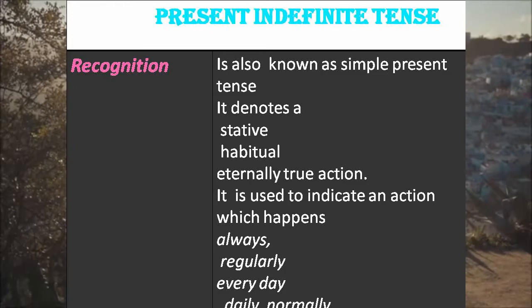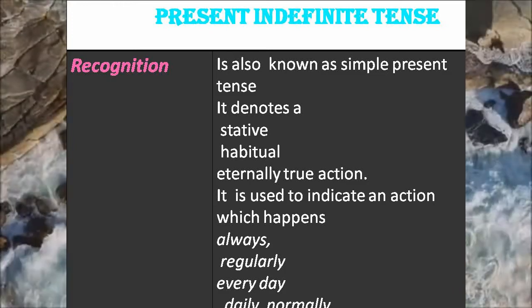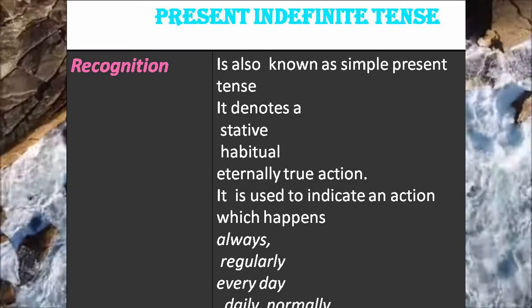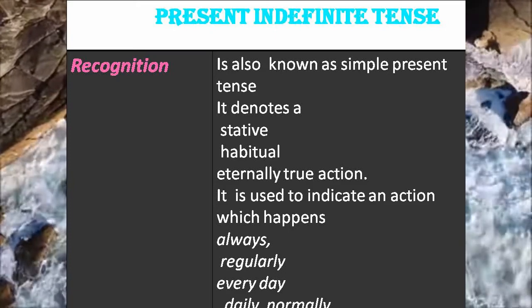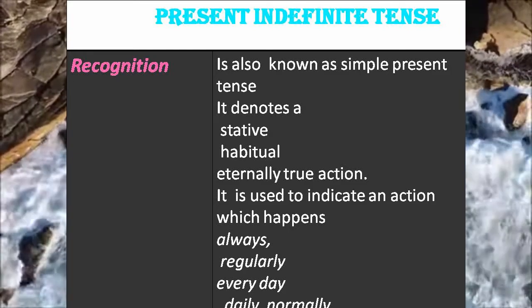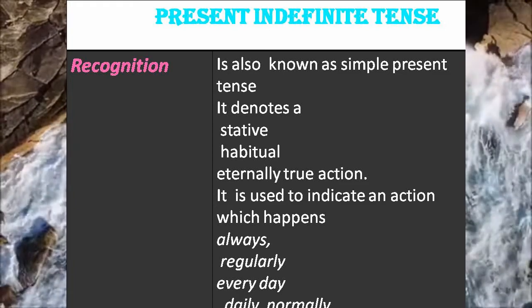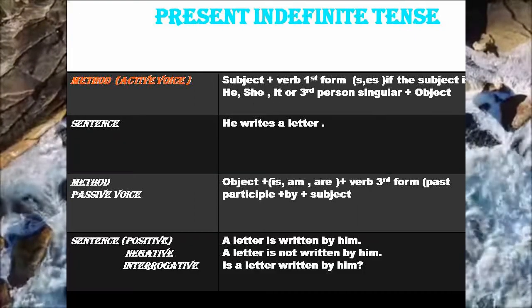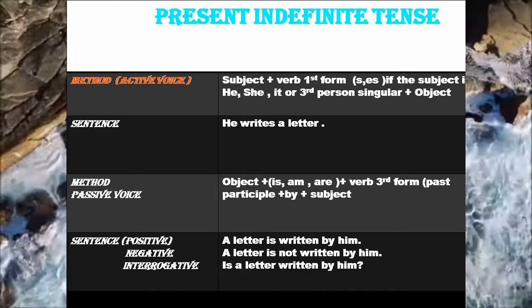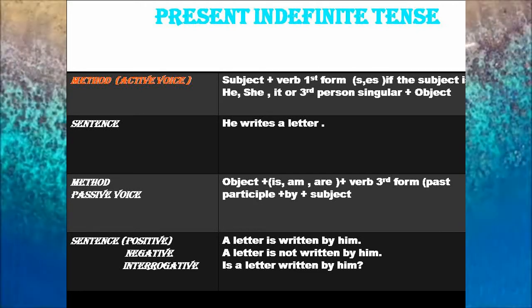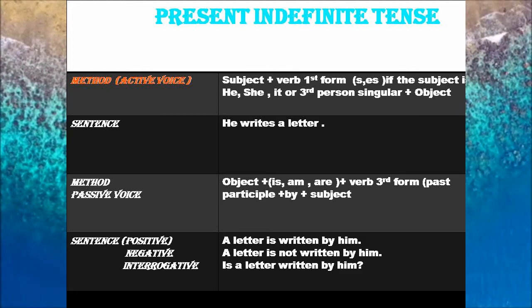Present indefinite tense is also known as simple present tense. It denotes a stative, habitual, eternally true action. It is used to indicate an action which happens always, regularly, every day, daily. Method, active voice: subject plus verb first form, plus s or es if the subject is he, she, it or third person singular. Sentence: he writes a letter.